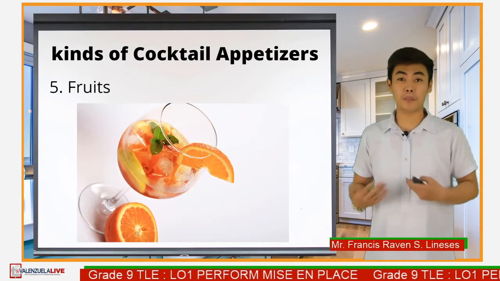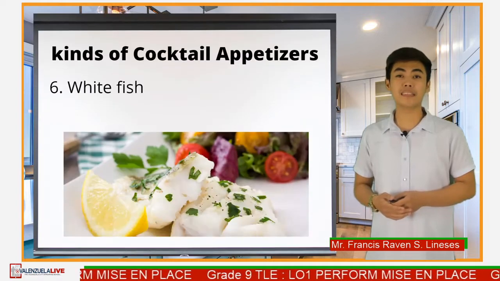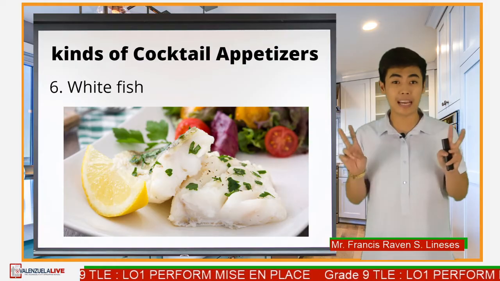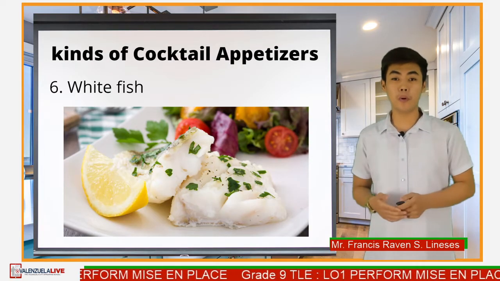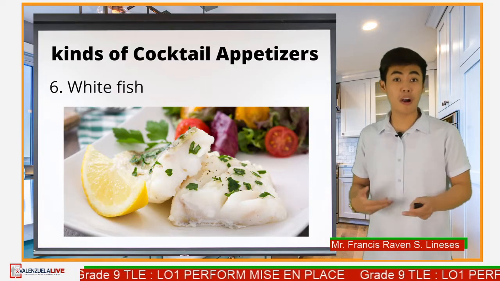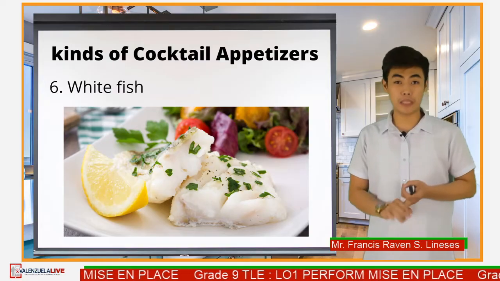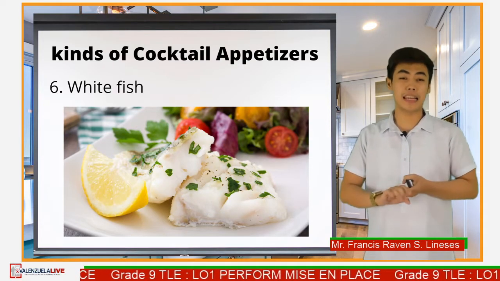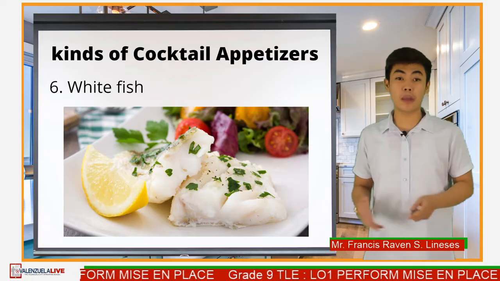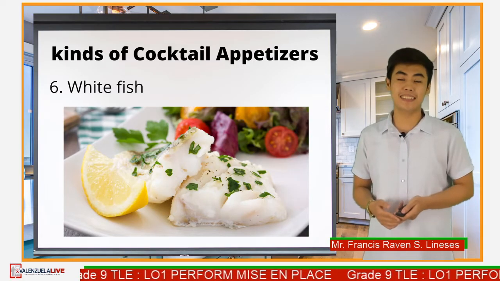Number 5, we have the fruits. And lastly, we have the white fish. If milkfish, also known as bangus, is not available, you can also use other kinds of white fish. Or as a substitution, we can also use galunggong, sapsap, tilapia, salay-salay, and etc. These foods can be combined with a variety of alcoholic beverages and are usually served chilled.